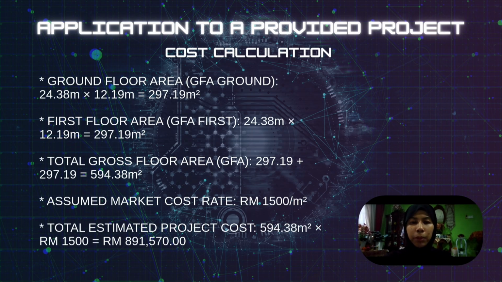594.38 square meters. By applying a standard historical commercial rate of RM1,500 per square meter, the calculated total project cost equals RM891,570. This figure gives the client a reliable baseline cost to assess project feasibility before committing to the detailed design.